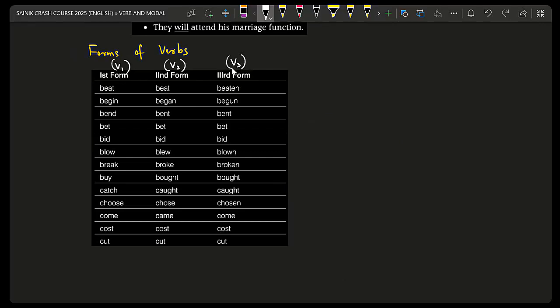Beat, beat, beaten. Begin, began, begun. Bend, bent, bent. Bet, bet, bet. Bid, bid, bid. Blow, blew, blown. Break, broke, broken. Buy, bought, bought. Catch, caught, caught. Choose, chose, chosen. Come, came, come. Cost, cost, cost. Cut, cut, cut. So remember them.